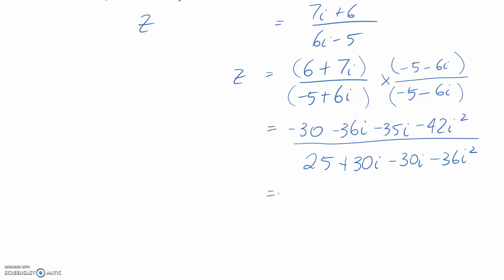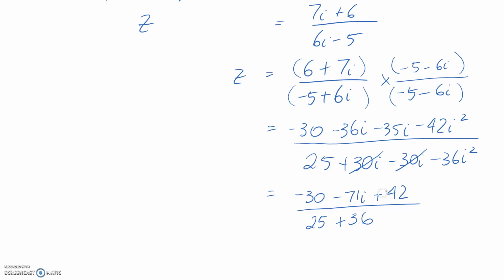Alright, continuing. So we know that i squared is going to go to negative 1. I'll put these together at the same time. So that's going to become negative 71. And this is negative 1. So negative 1 times negative 42 is going to give us positive 42. On the bottom line here, what we're going to find is that these cancel with each other. So plus 30i minus 30i, they both disappear. And we're left with 25, and again we can replace i squared with negative 1. So negative 1 times negative 36 is going to give us positive 36.